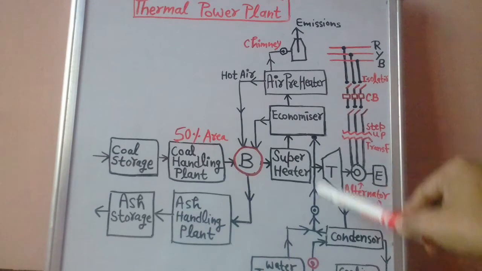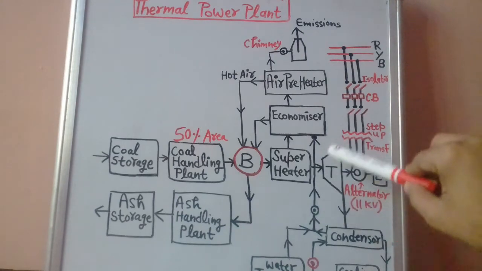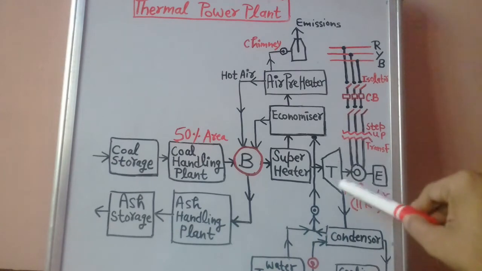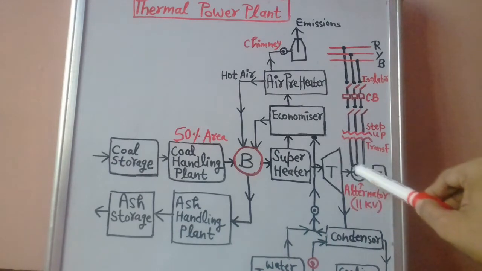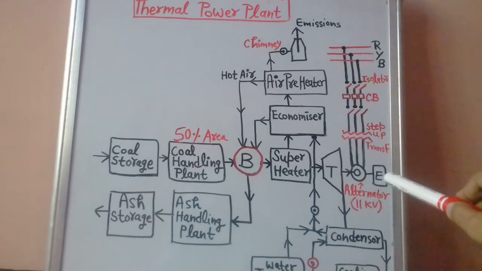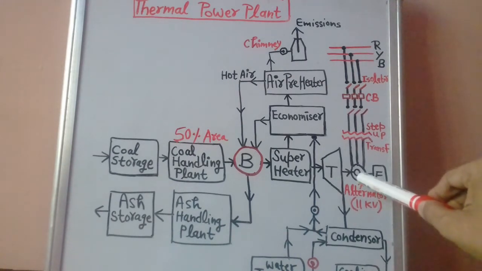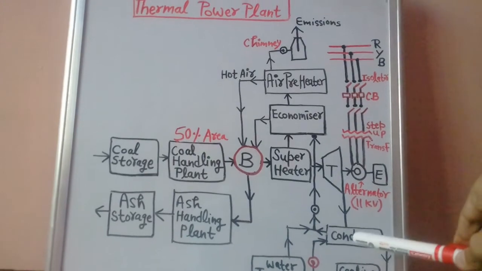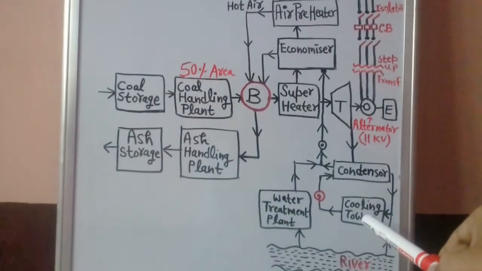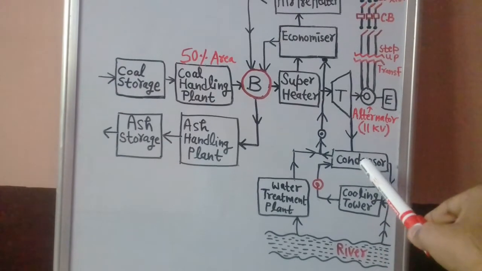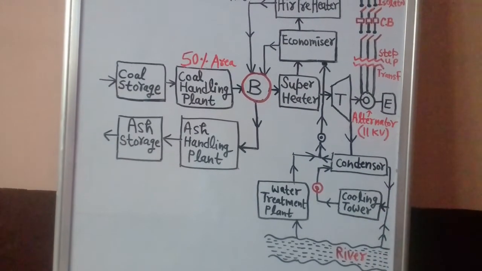This capital T represents the turbine. Turbine is coupled with the alternator. And here you see this capital E, it is representing the exciter. So, DC excitation is given to the rotor of this alternator. And here you see that this is the condenser, and this is the cooling tower. What is the use of condenser? What is the use of cooling tower? That we will discuss later.